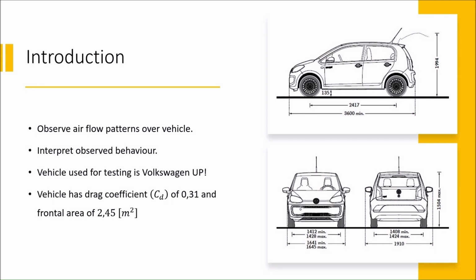The vehicle used for testing was a Volkswagen Up, which has a coefficient of drag of 0.31 and a frontal cross-sectional area of 2.45 square meters.